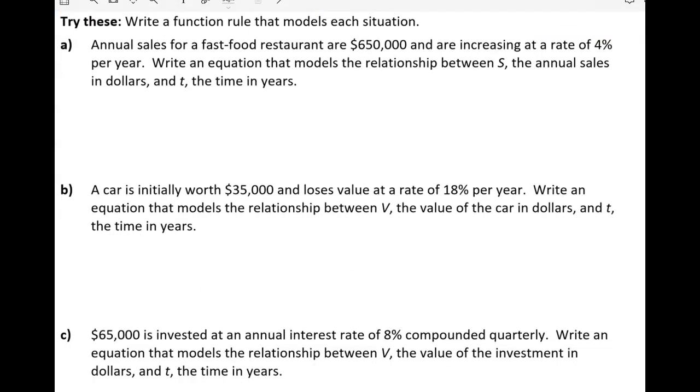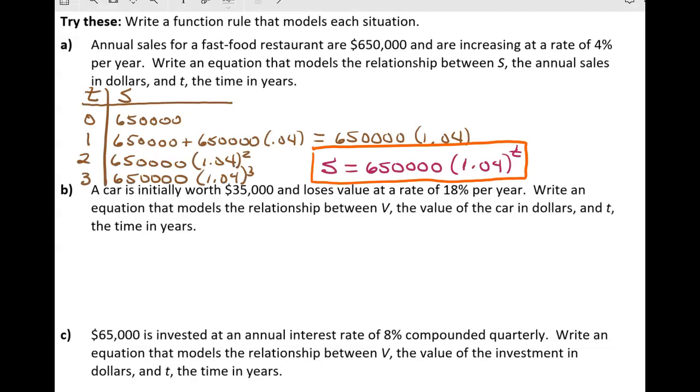This one is 4% per year, but there's no compounding involved, so it's just once a year. Okay, this one gave us an exponential function, and for this exponential function, the base is 1.04. Think of that as 104%. That is to say, after every year passes, the sales are 104% of what they initially were.